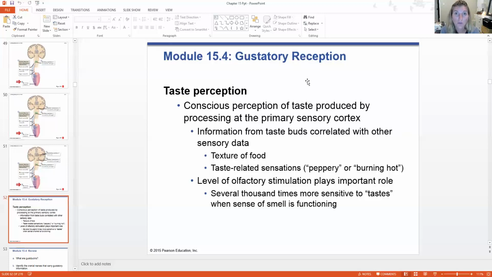And the texture of food: how many of you don't like the taste of something because you don't like the texture? People don't like mushrooms because they can be mushy, or some people don't like fish because it has its smell to it or whatever. That's all in the perception.